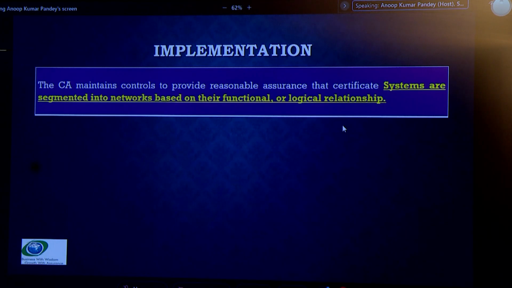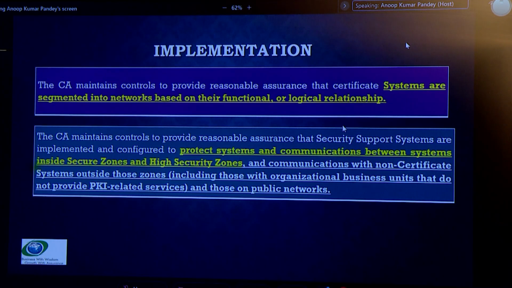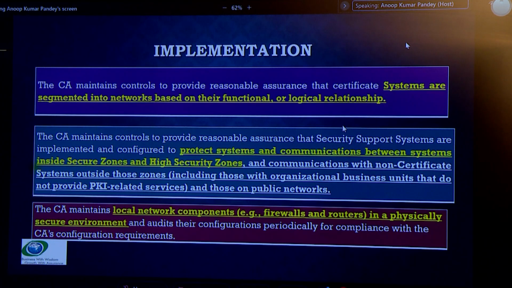Now, what should be in our CA components? That's what we are trying to get from the criteria mentioned, and then we derive them one by one. What they say is systems are segmented into networks based on their function. That means there should be segmentation between the components you have. It also says communication between systems should be protected, like a secure zone and a highly secure zone, so there should be zoning between them. Then it says local network components should have a firewall and router. When the auditing criteria is given like this, we should have a firewall and routers also. That's what we derive.